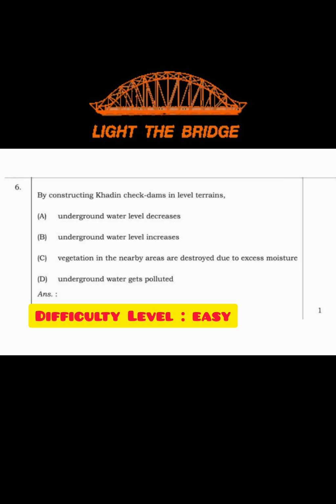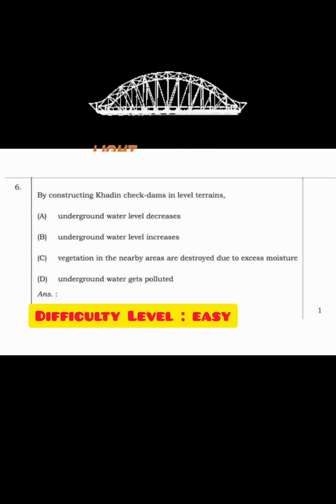Khadin check dam stops the flowing water and the earth absorbs the water. So here option B, underground water level increases, is the correct answer. We'll move to the next question.